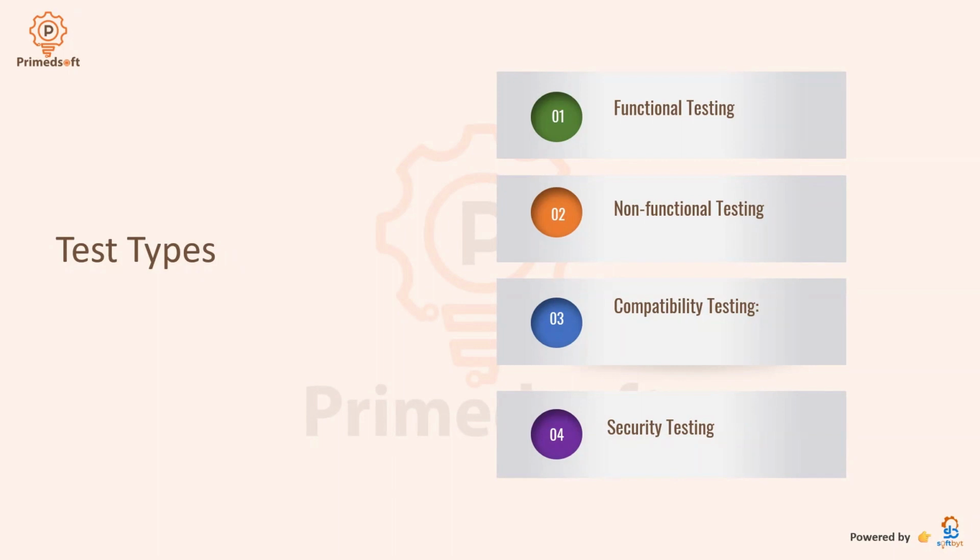A subtype of compatibility testing is browser compatibility testing. Like I mentioned, you are running it across different web browsers. Okay, so now going into security testing. Security testing is where you identify vulnerabilities and ensure data are protected.